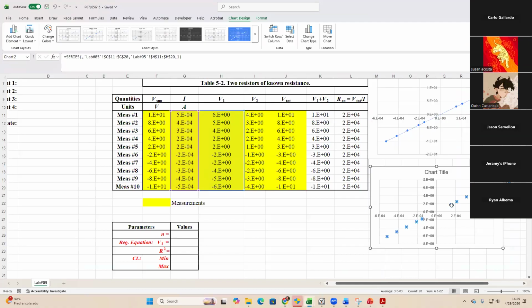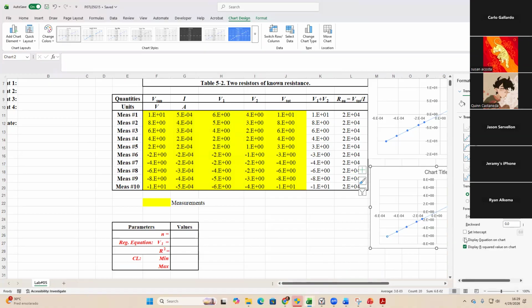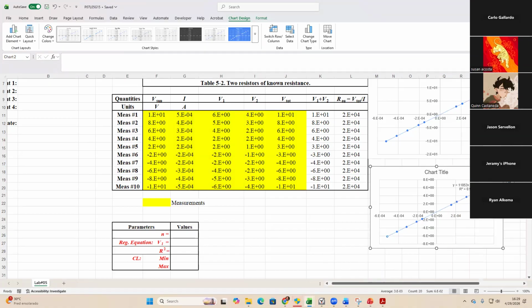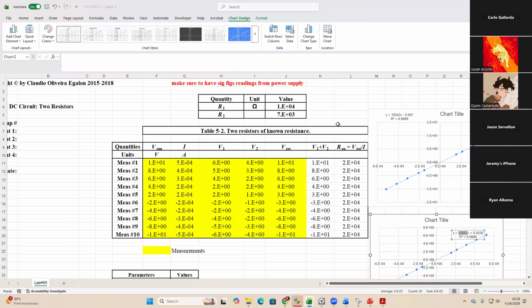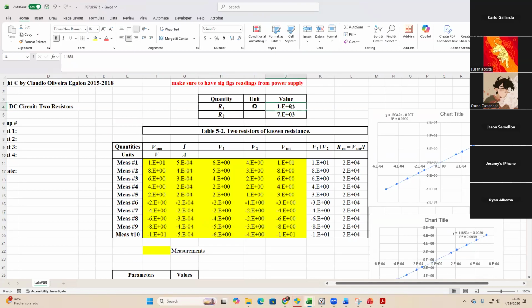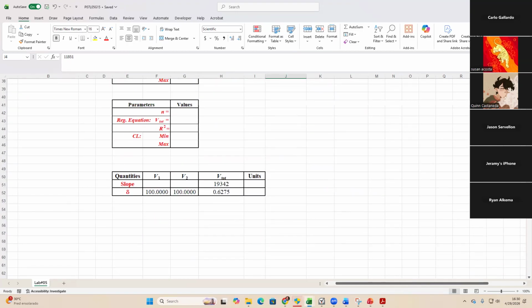And let's see, right click, add trend line, display R square, display equation on chart. What are we getting? 11,853. 11,853, okay? And it should be, this one here, 11,851. Wow. That's a very small percentage difference. 0.0169%.